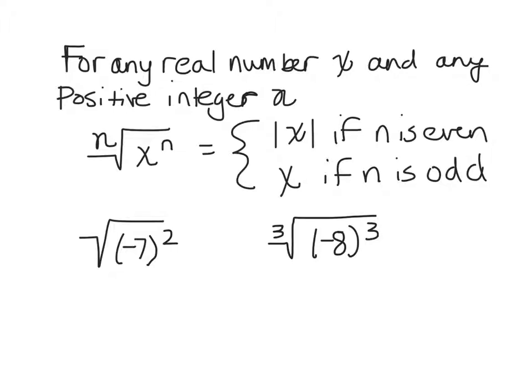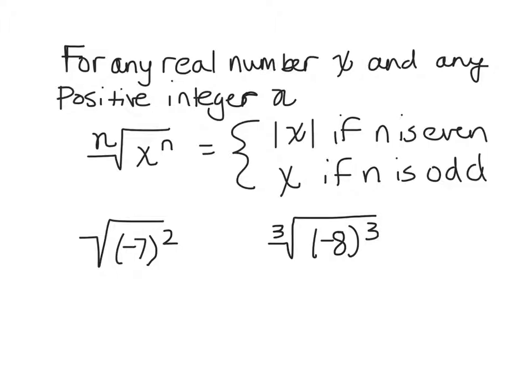So we talked about the fact that the nth root of x to the n is just x, but actually that depends on whether n is even or odd. So if n, the index, and the exponent is an even number, then we have to have absolute value bars around the x. And this just gives us a way to ensure that we always get a positive result when taking an even root.